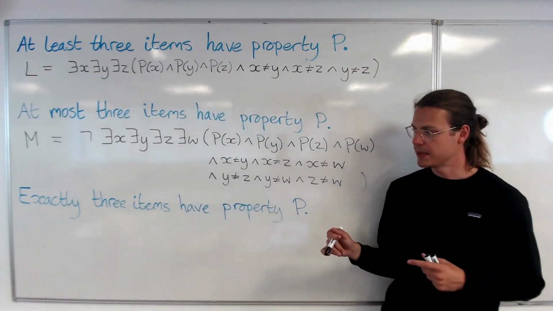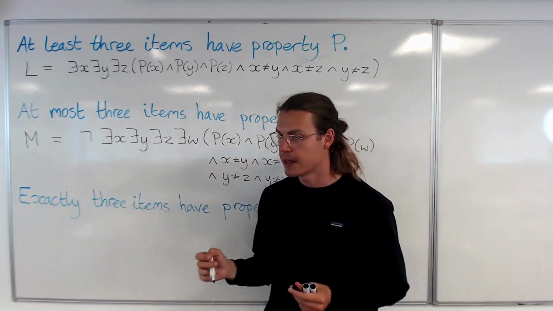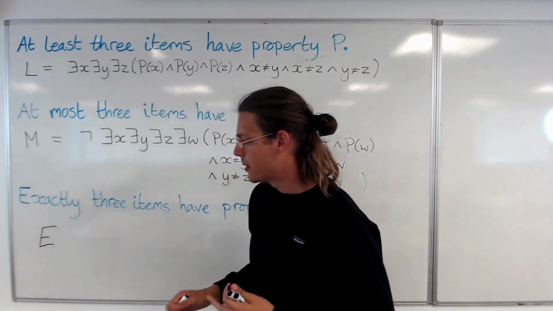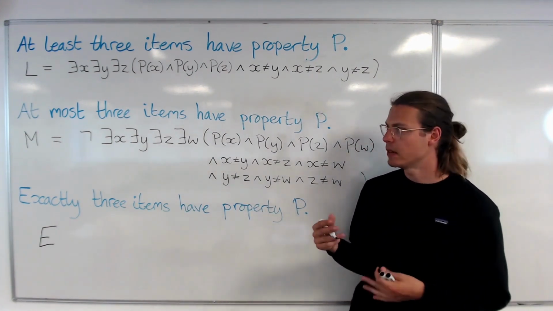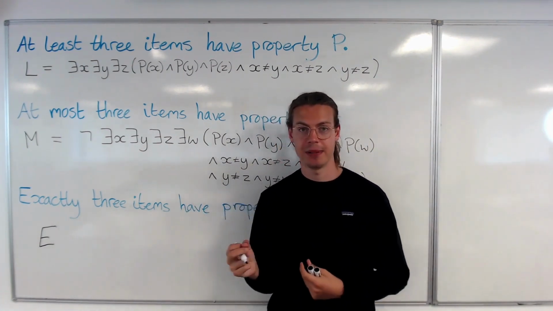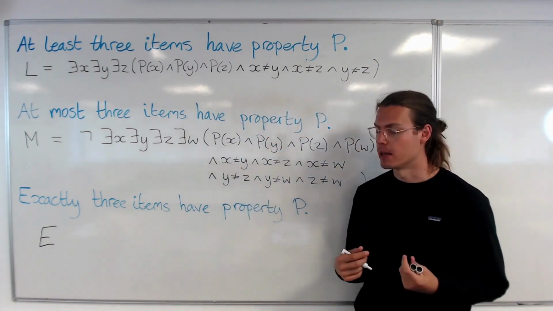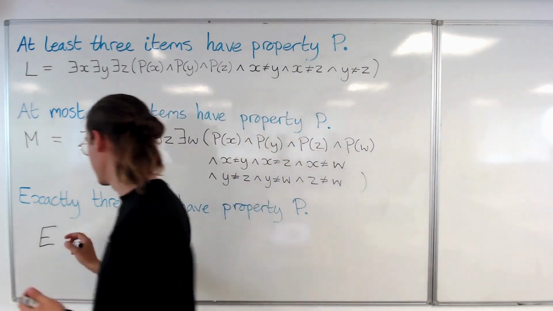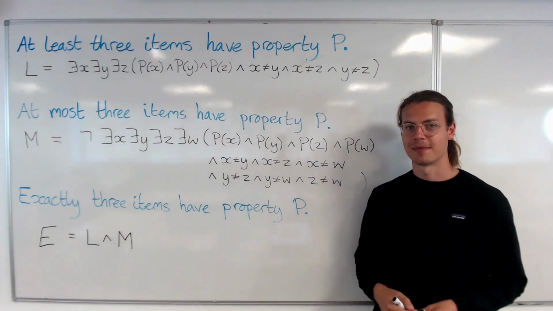And our last statement is exactly 3 items have property P. So let's call this statement E. Now, to say that exactly 3 items have property P is exactly the same as saying that at least 3 items have property P and at most 3 items have property P. So it's just L and M. As simple as that. And we're done.